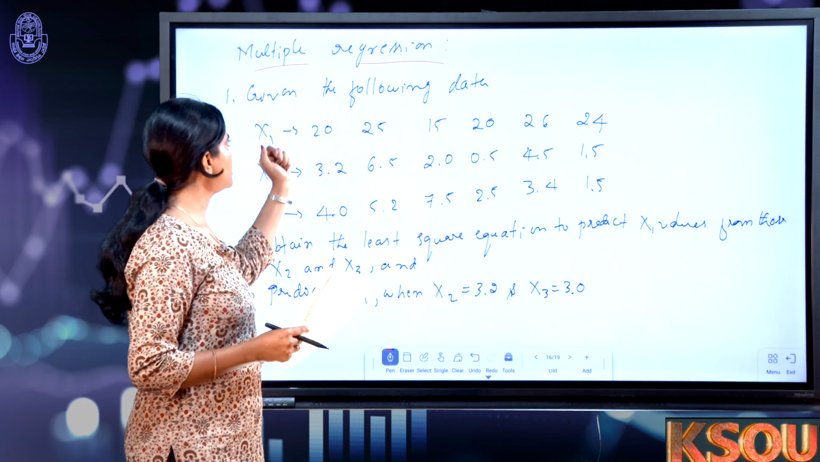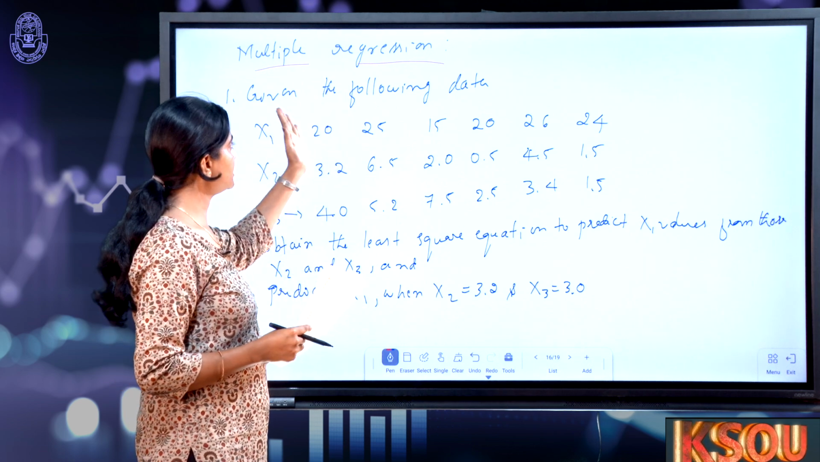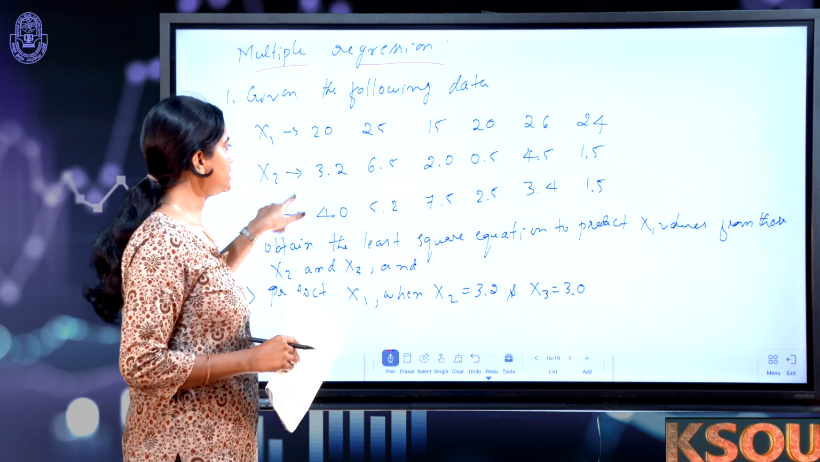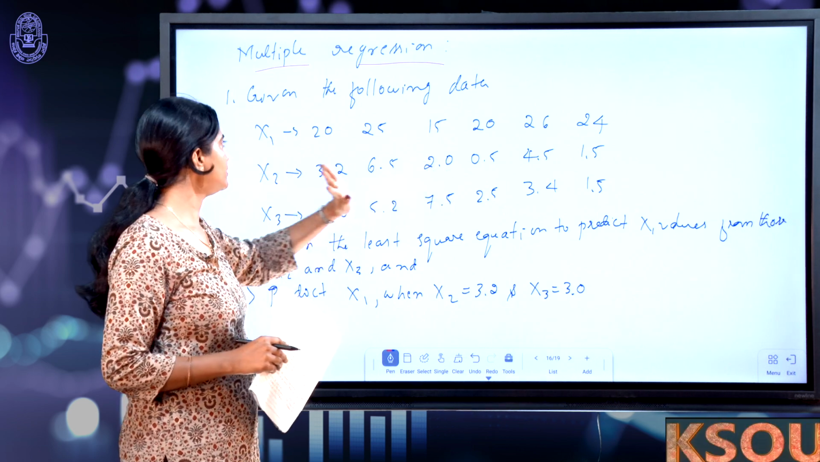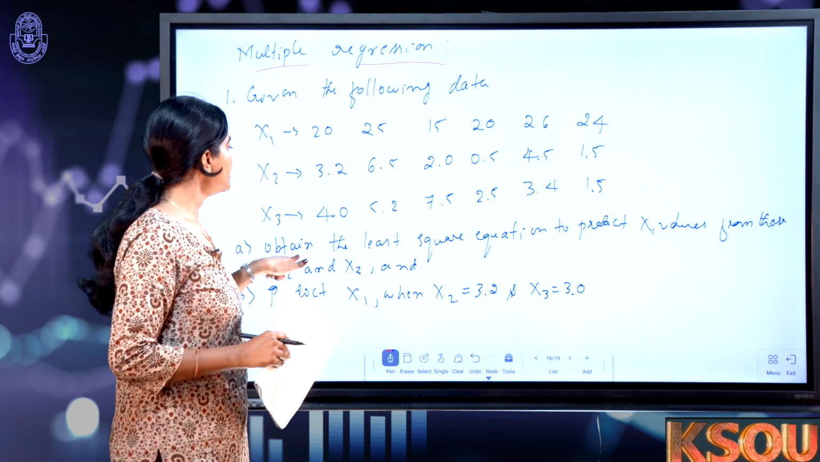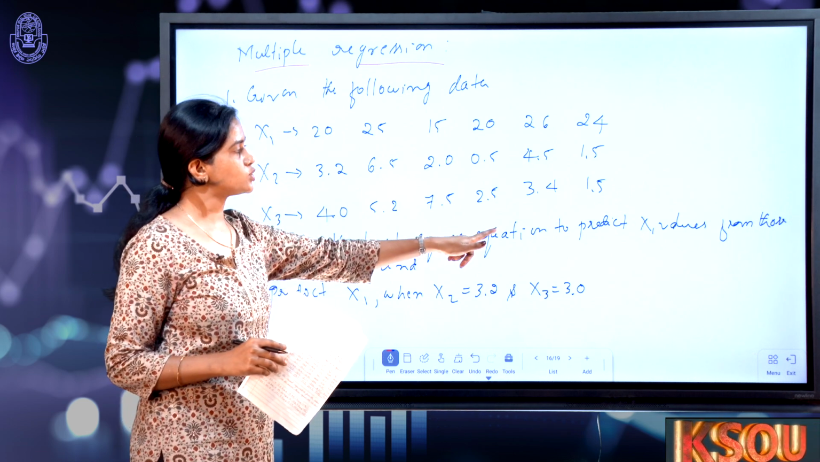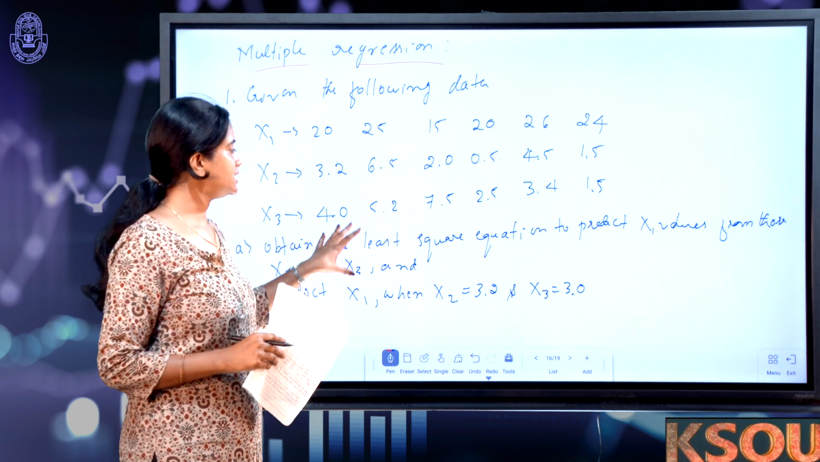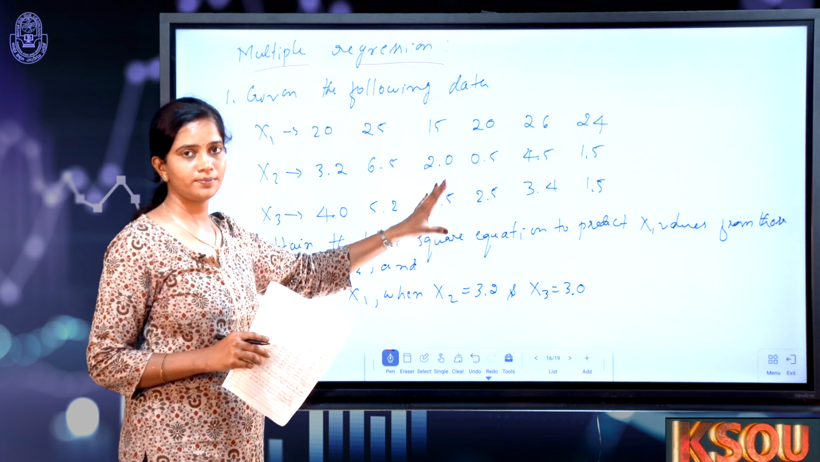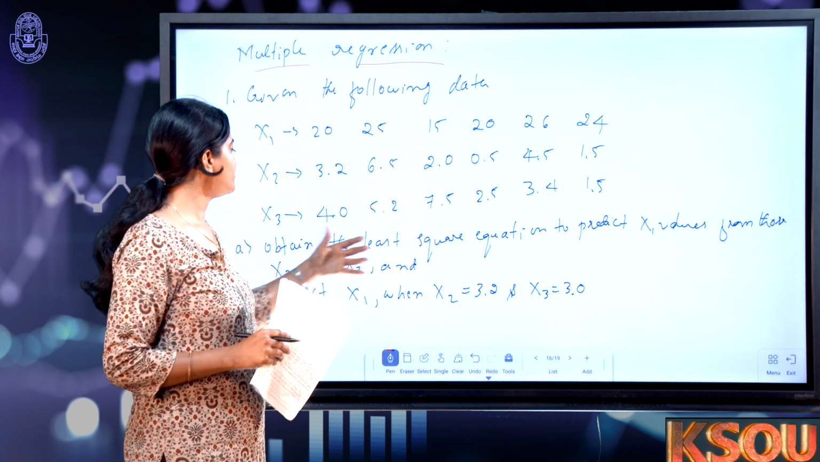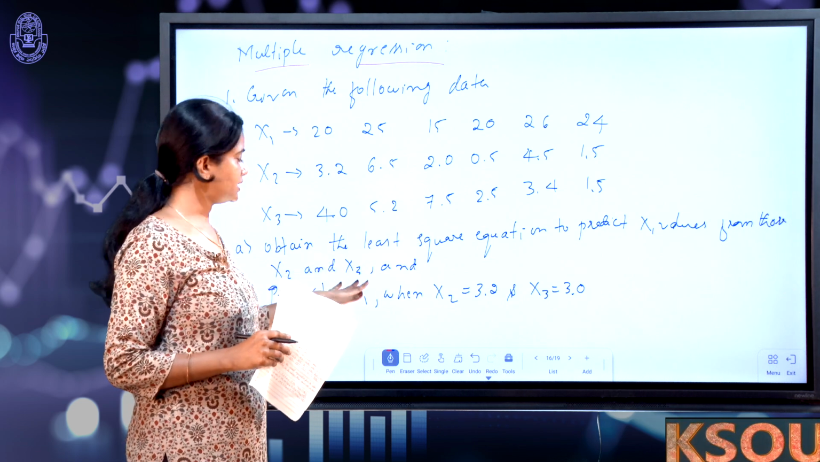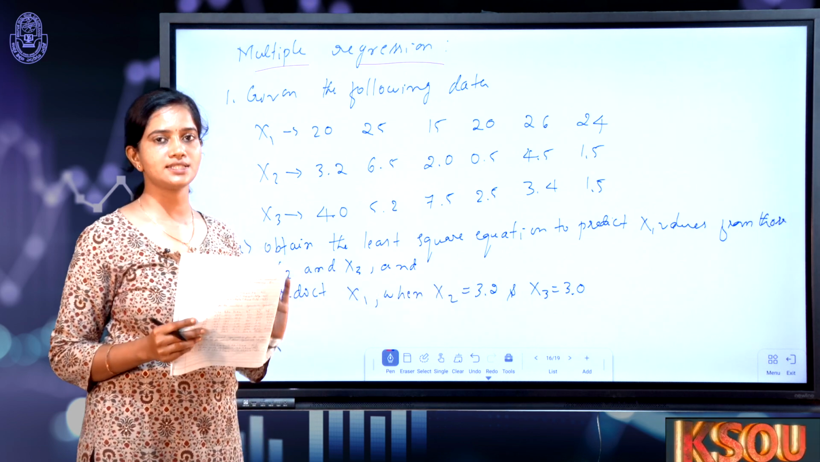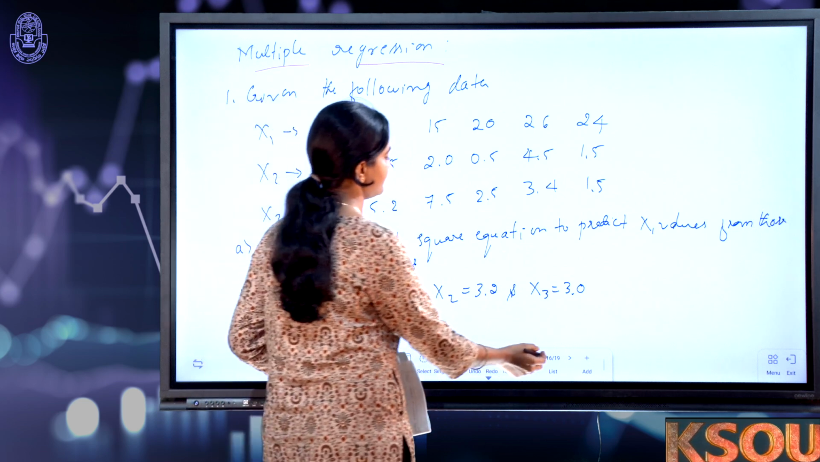Okay, so here you can see the question that is given. You have three variables, x1, x2 and x3, with given data with respect to x1, x2 and x3. Obtain the least square equation to predict x1 values from x2 and x3, and also predict x1 when x2 is equal to 3.2 and x3 is equal to 3.0. Okay, let's take this equation here.